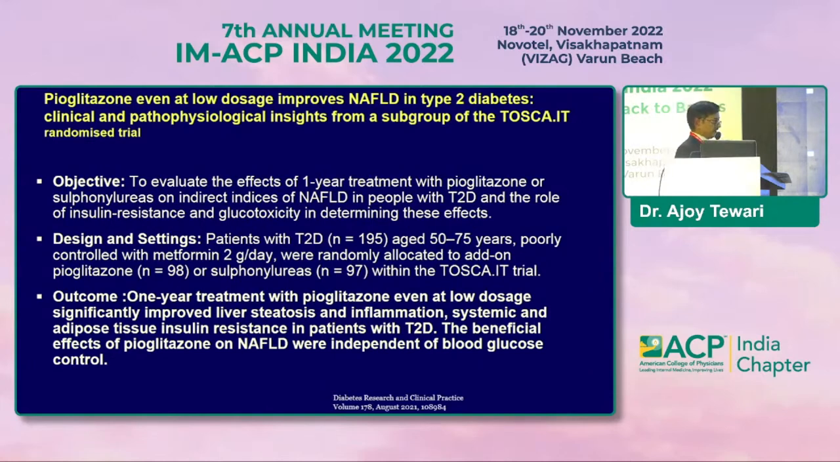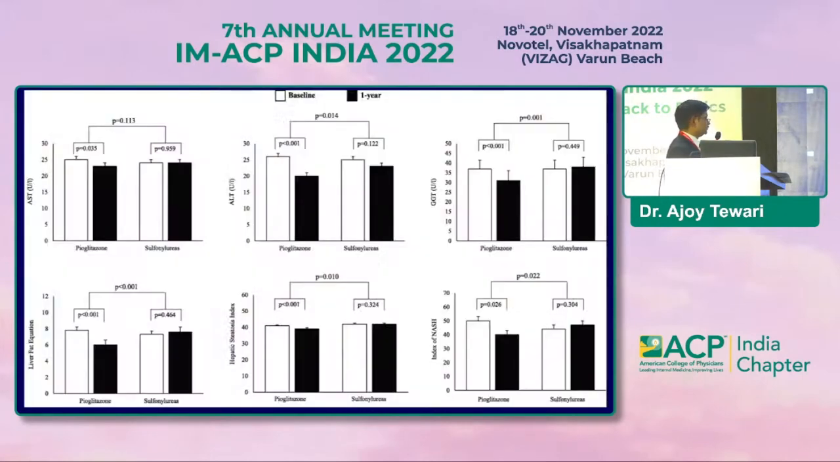So this was a very interesting trial, and this was a subgroup analysis of TOSCA.IT trial. So this was basically for seeing the cardiovascular effects with sulfonylurea vis-a-vis pioglitazone. So they did a subgroup study, and the objective was to evaluate the effects of 1 year treatment with pioglitazone or sulfonylurea on indirect indices of NAFLD in people with type 2 diabetes. And the outcome was 1 year treatment with pioglitazone, even at low dose, significantly improved liver steatosis and inflammation, systemic and adipose tissue insulin resistance in patients with type 2 diabetes. And the beneficial effects of pioglitazone on NAFLD were independent of blood glucose control.